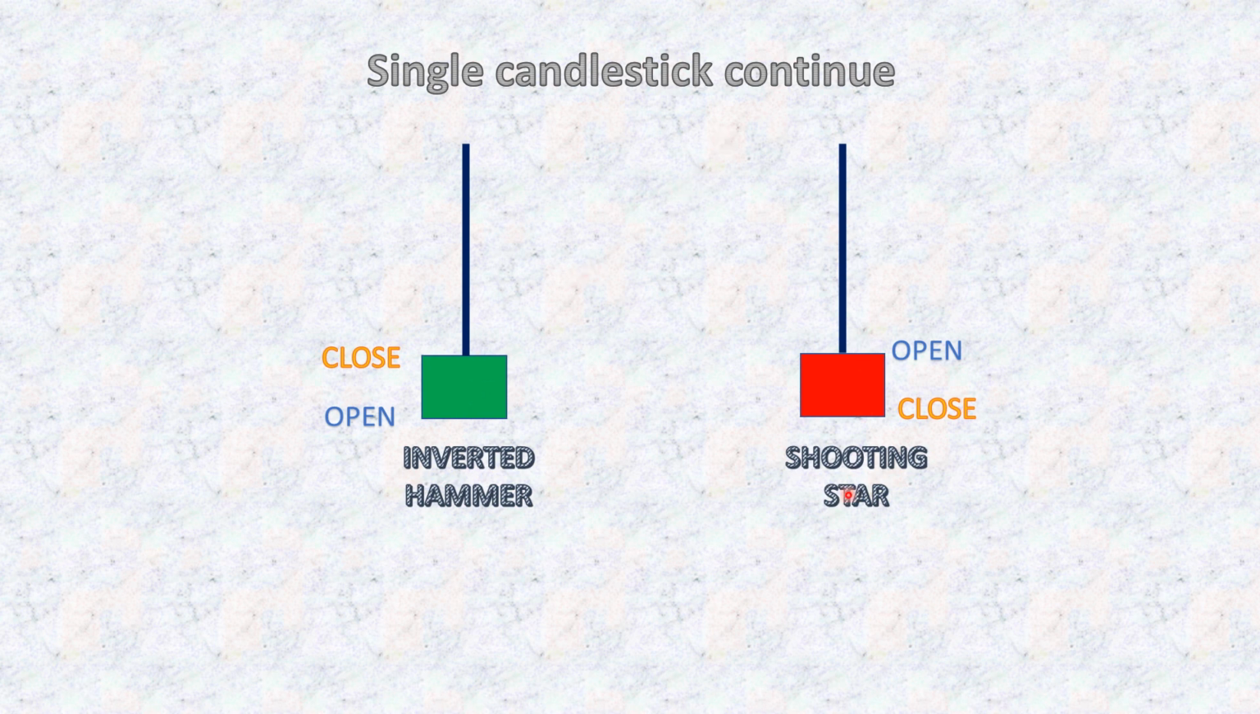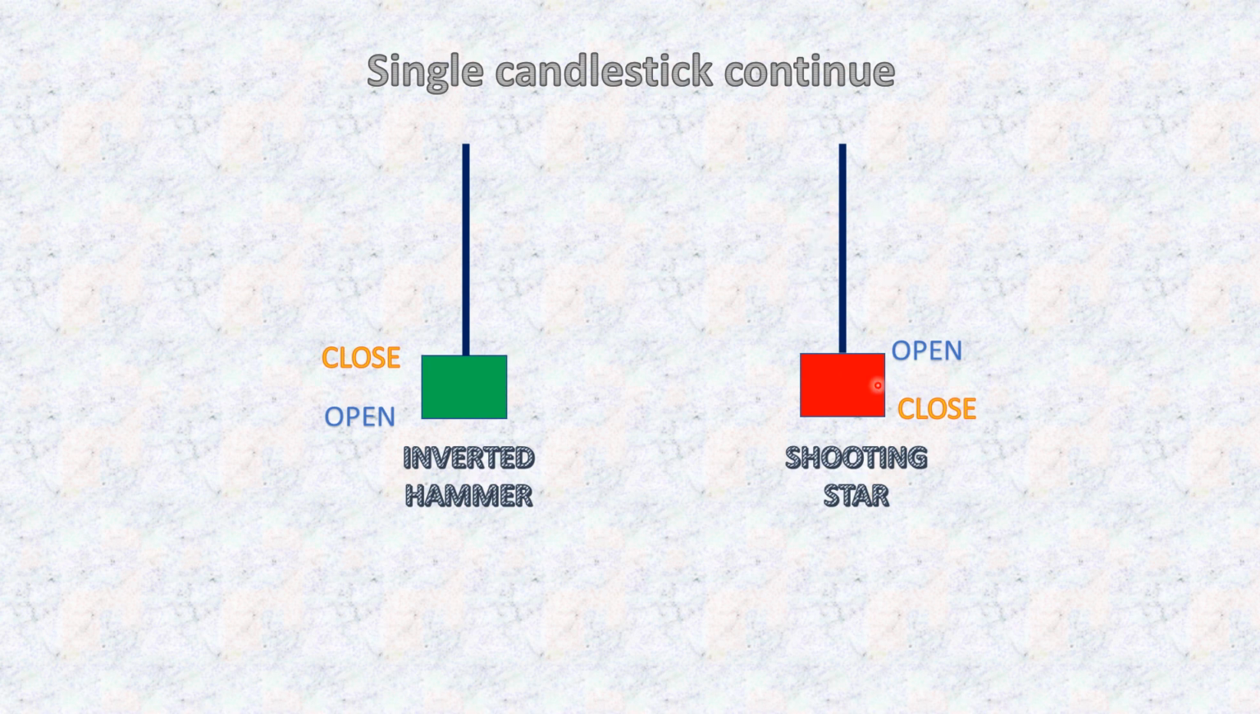The next candle is the shooting star. The price opened at this point, and it continued going up all the way here, and then because of the selling power, the price was pushed back by the sellers. It passed the open price, and at the end of the day it closes right here.